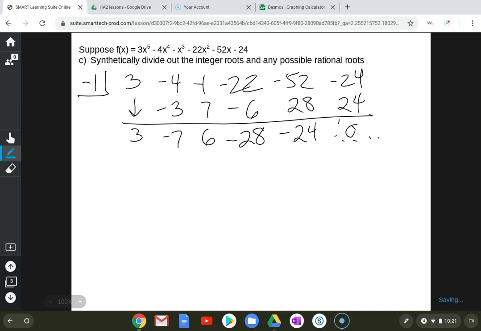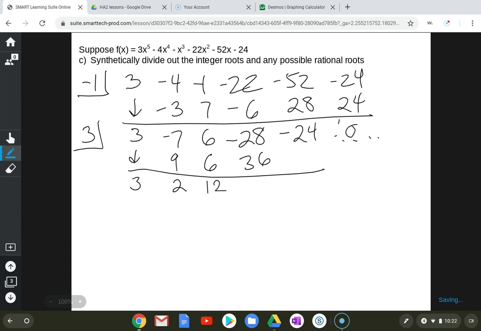Since I have another root to divide out, I'm not going to rewrite this in general form. I'm going to actually go ahead and continue dividing. Bring down the 3, multiply, add, multiply, add, multiply, add, multiply, add, and there's our next 0 divided out.